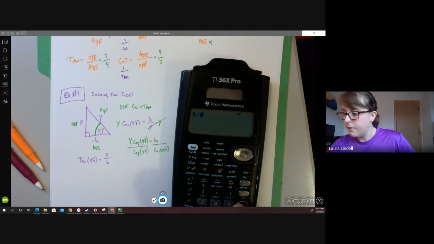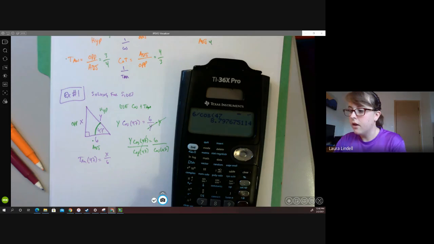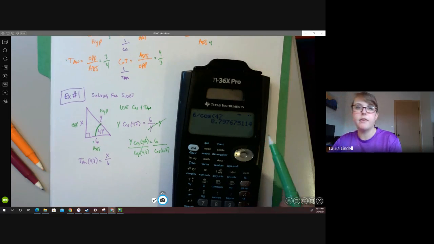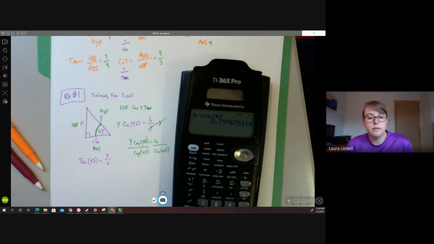So 6 divided by cosine 47, enter. We get y is 8.797675, a whole bunch of decimals.